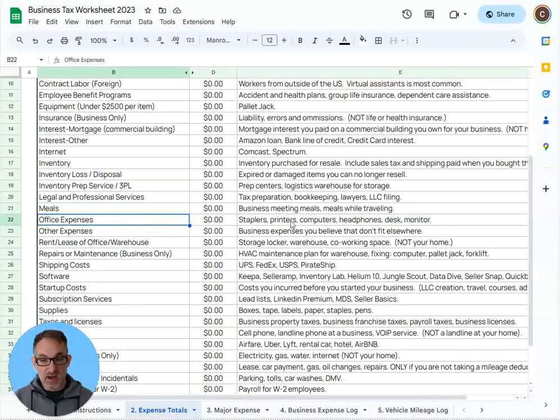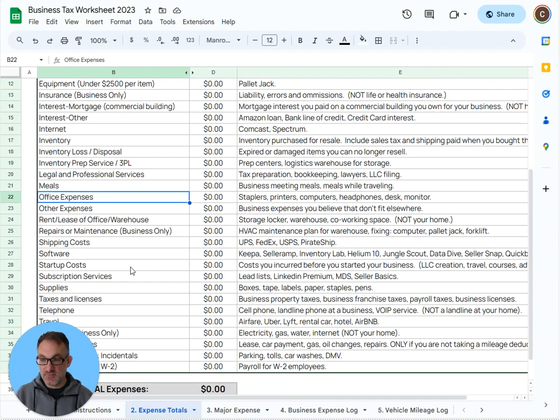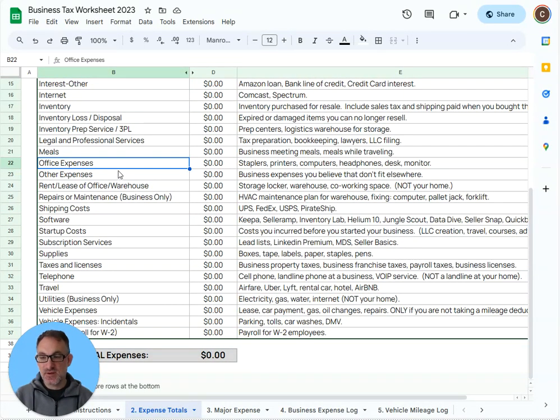Other things we have here would be office expenses, so staplers, printers, anything you think of within your office. Another one to think of here is anything that you would have in your warehouse. In some cases, people have their own warehouse. In other cases, they're running their business out of their home, and so they may have expenses associated with, quote-unquote, warehouse expenses that are actually things in their home. You can lump all of those things into office expenses.